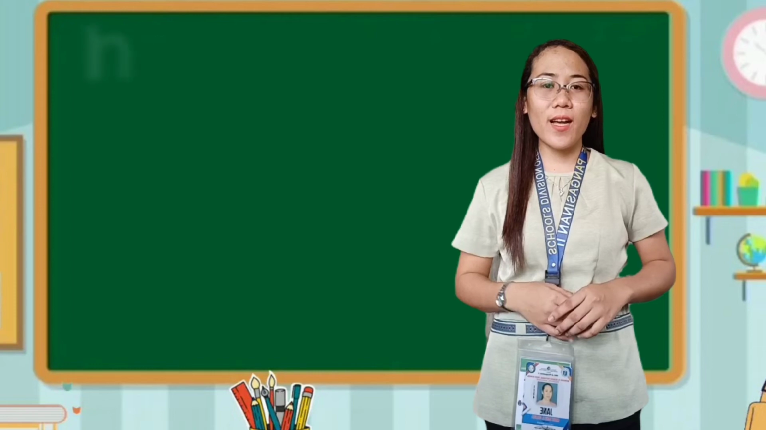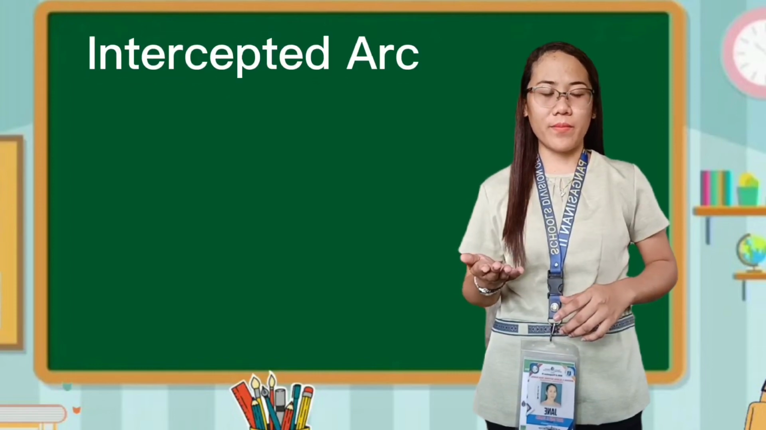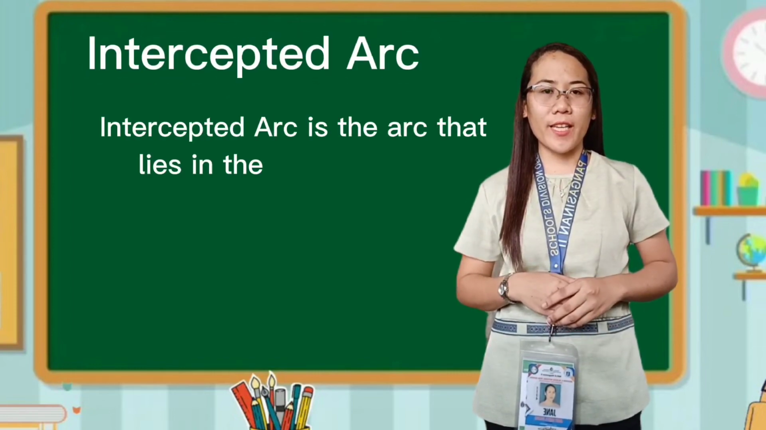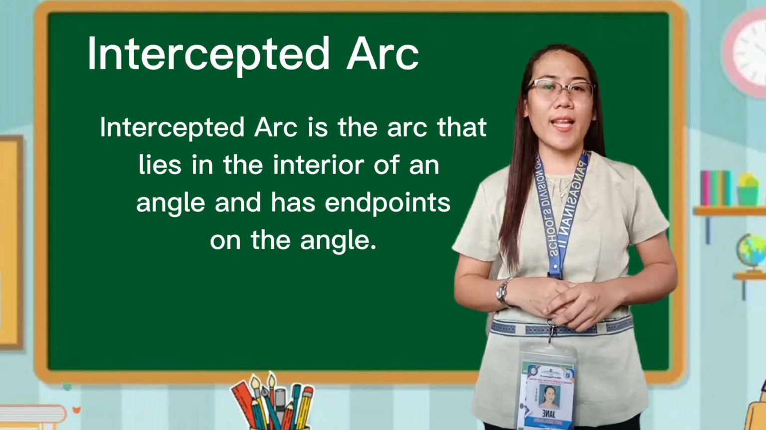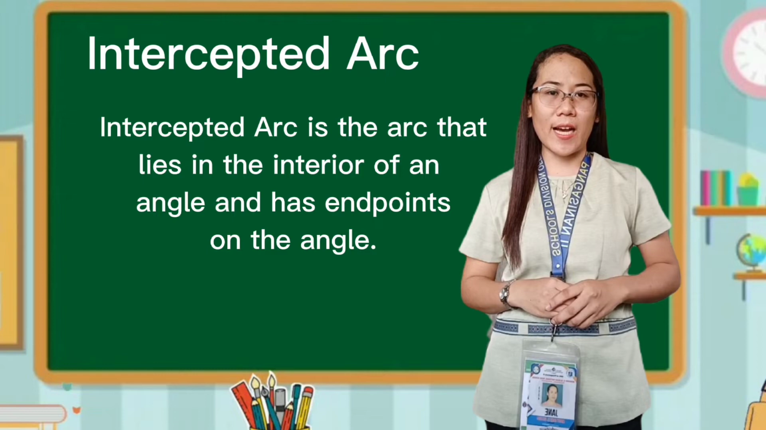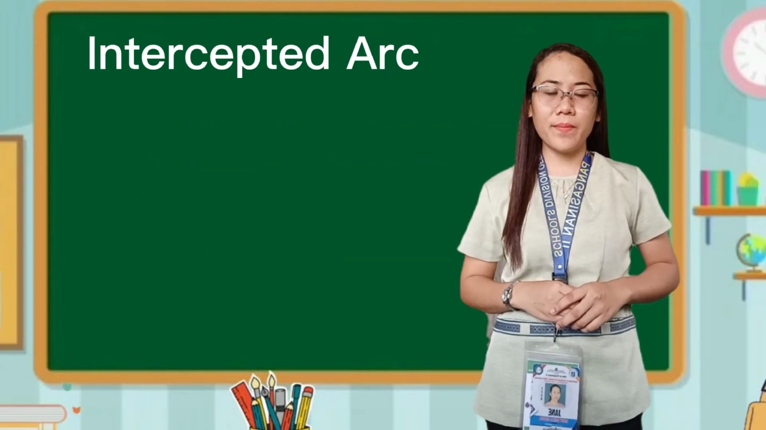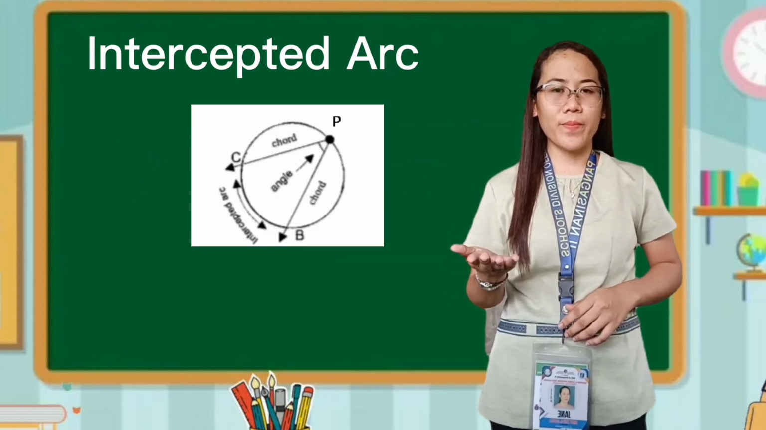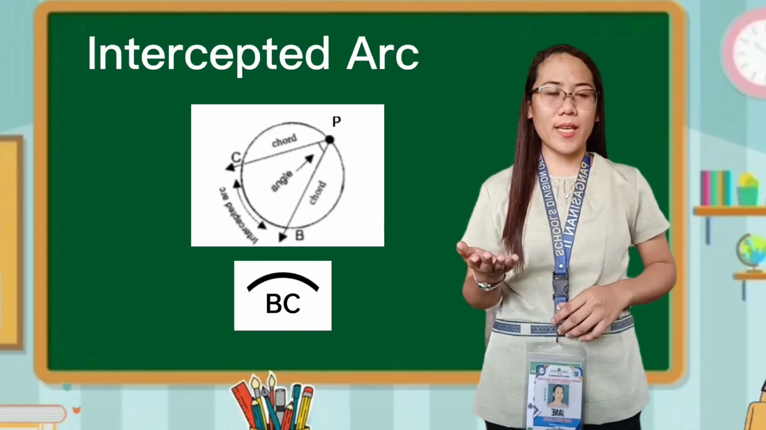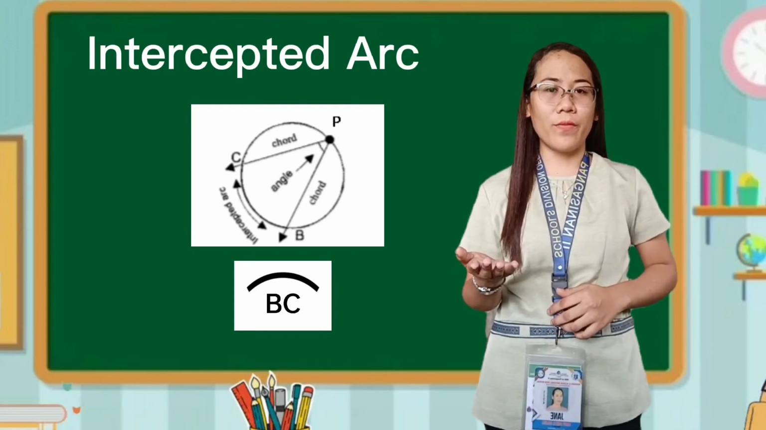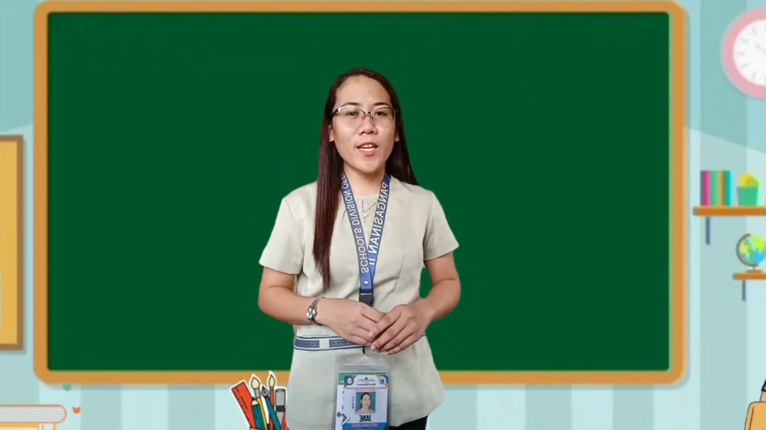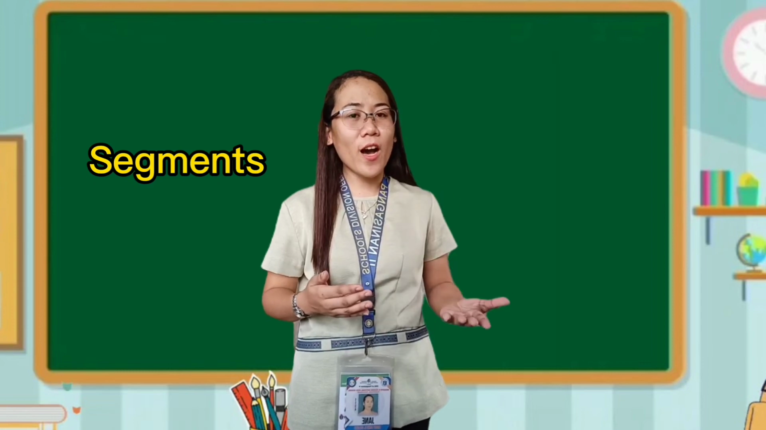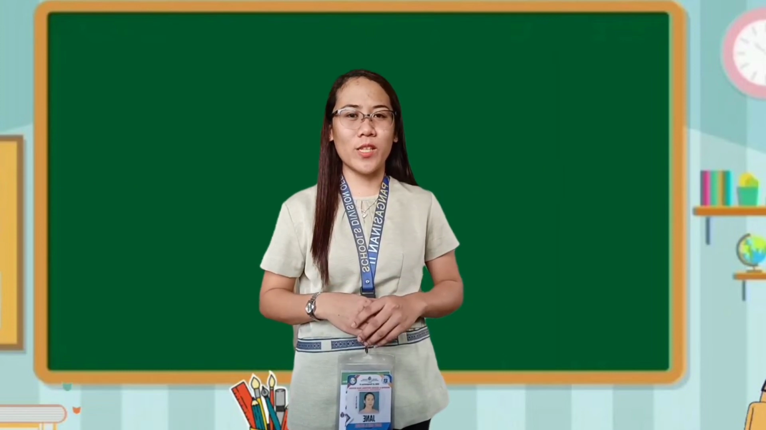Lastly is the intercepted arc. Intercepted arc is the arc that lies in the interior of an angle and has endpoints on the angle. Example, in this figure, arc BC is the intercepted arc of angle B. So those are the segments and the arcs that are related to circle.